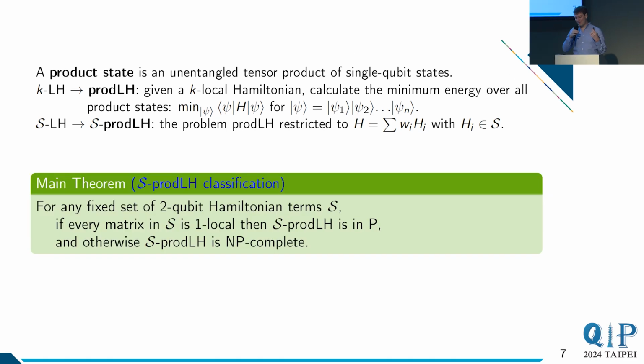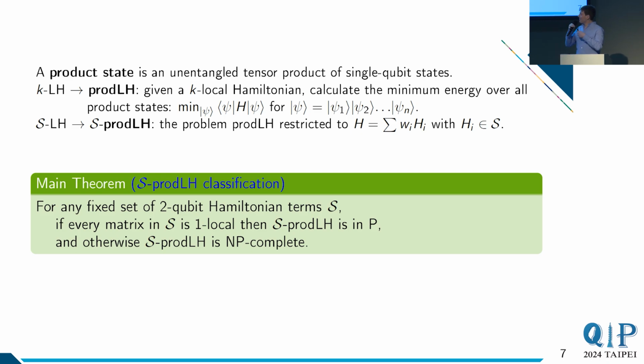And that brings us to our main result, which is a complete classification of the product state problem for two-local Hamiltonians. More formally, for any fixed set S of two-qubit terms, the product state problem is in P if all the terms in S are one-local, and otherwise the product state problem is NP complete.